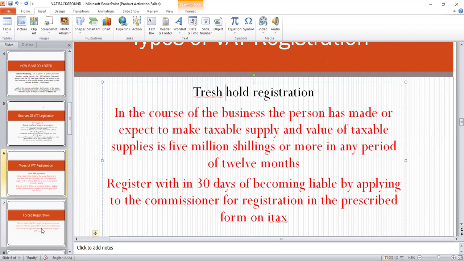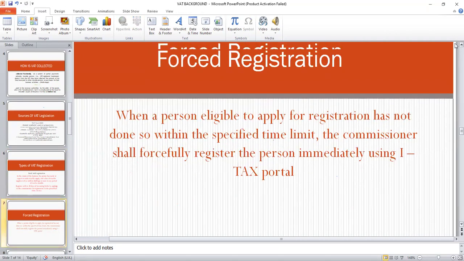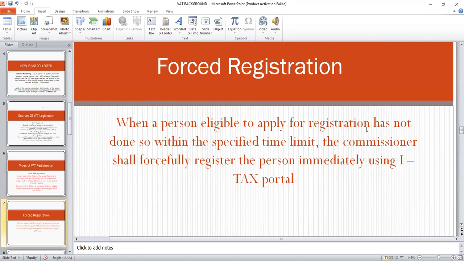The other VAT registration, we call it forced registration. Forced registration is whereby a person is eligible to apply for registration, but has not done so within the specified time limit, and the commissioner shall forcefully register the person immediately using the iTax portal. Let's say you have attained the limit of 5 million on 1st of January, but you are not registered. Remember, you only have 30 days from the time you attain the 5 million to register. The 30 days have lapsed and you haven't registered. So the commissioner will forcefully register you, and we call it forced registration.